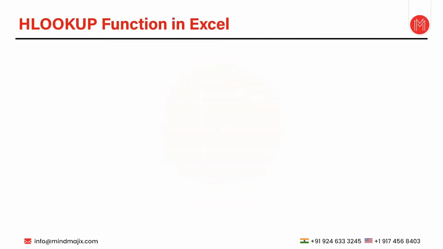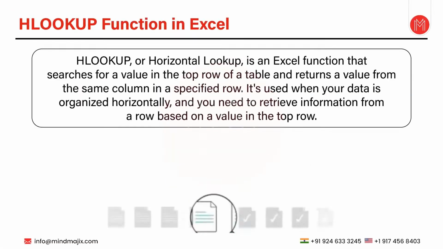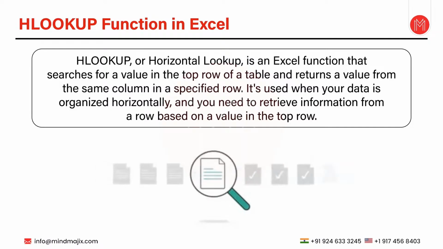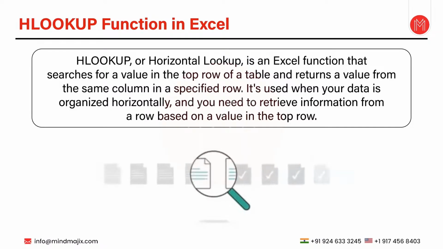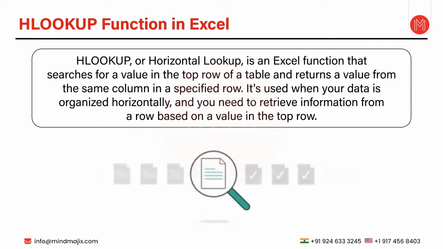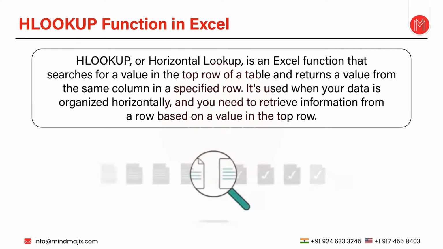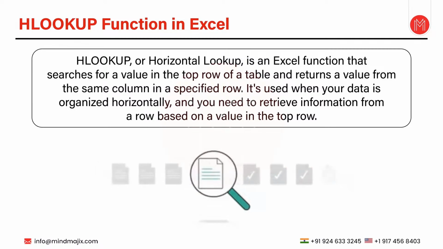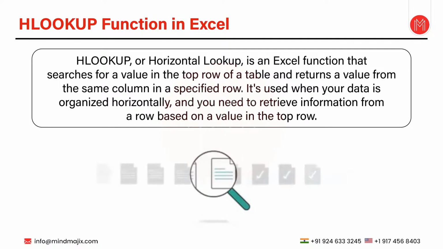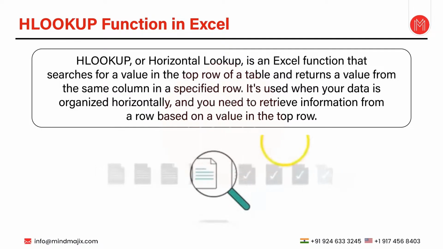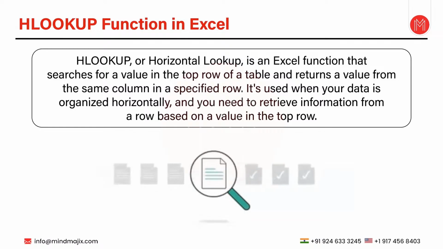So what exactly is this horizontal lookup function in Excel? The horizontal lookup, or the HLOOKUP, is an Excel function that searches for a value in the top row of a data table and returns a value from the same column in a specified row. It's usually used when your data is organized horizontally and you need to retrieve information from a row based on a value in the top row. Now, again, just a definition will not cut it. Let's go through a practical demonstration and a live dataset to understand this in a much better way.